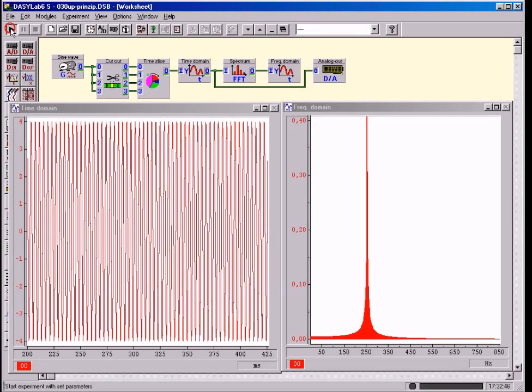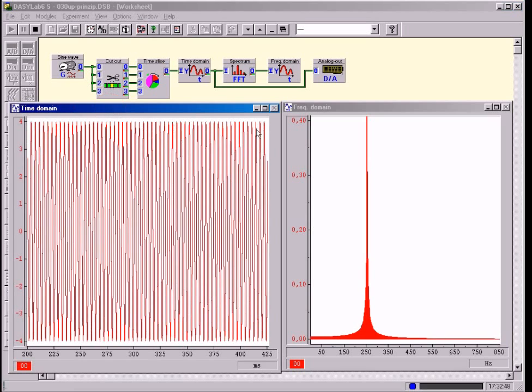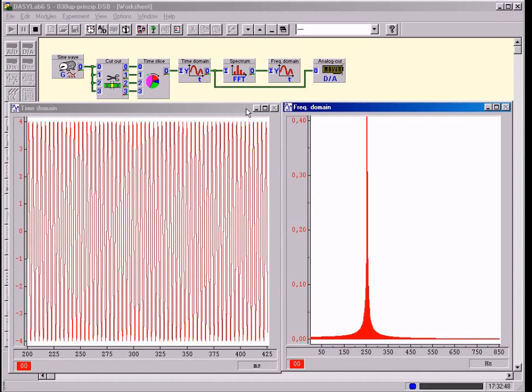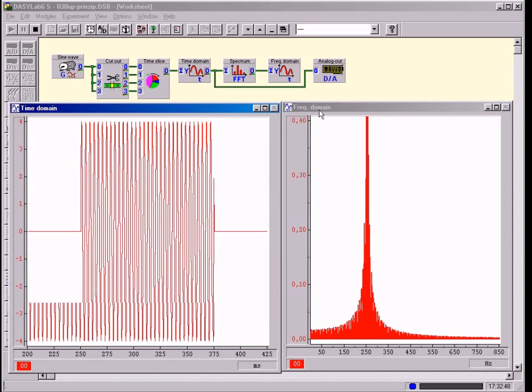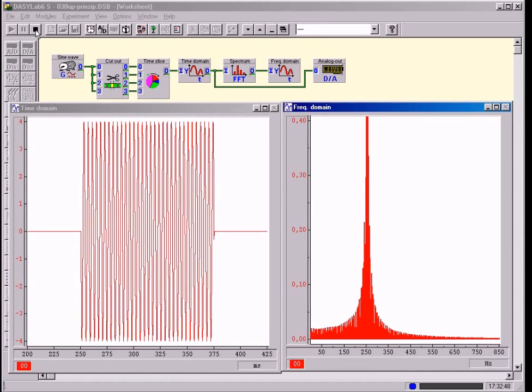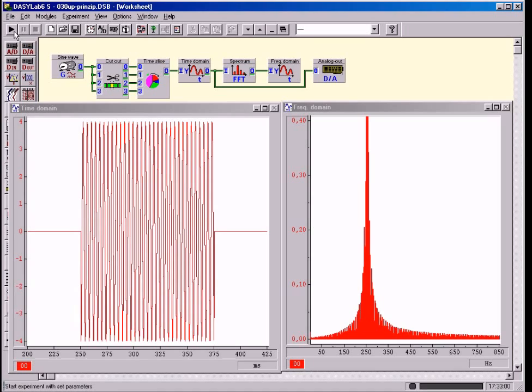Step by step, we now restrict the length of the sinusoidal signal, which is, in this case, no longer an ideal sinus. The more the length is reduced, the more difficult it becomes to hear the original tone.